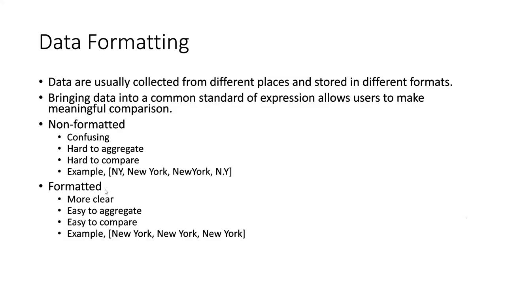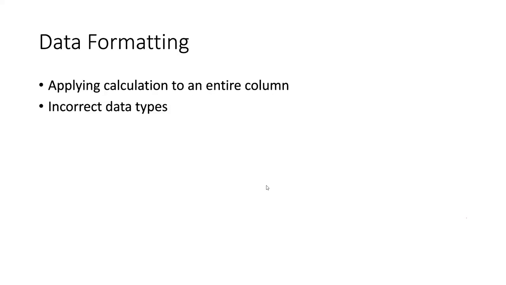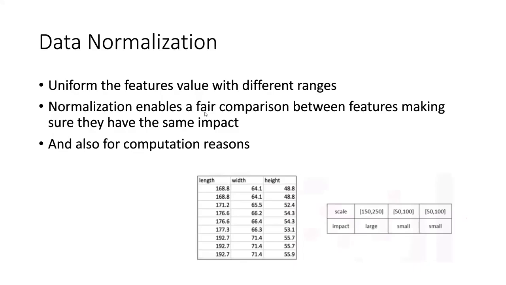Formatted data is more clear, easy to aggregate and easy to compare, and every similar value will have the same number. It is precisely converted data, so that you will have clean data. Data formatting applies calculation upon an entire column, or fixes incorrect data types. So why do we need to do data formatting?